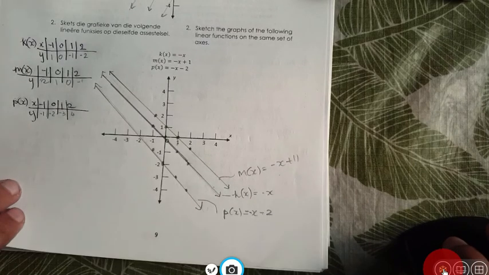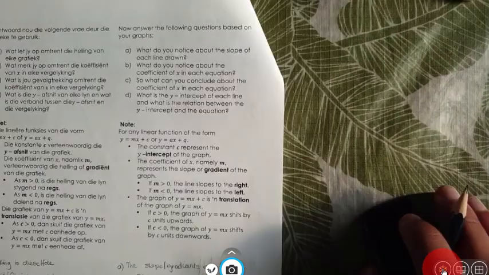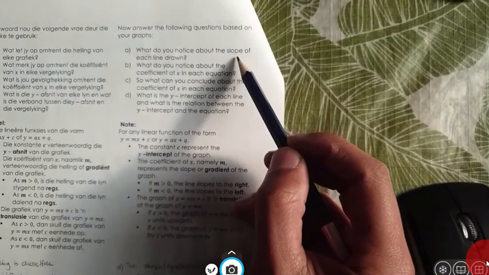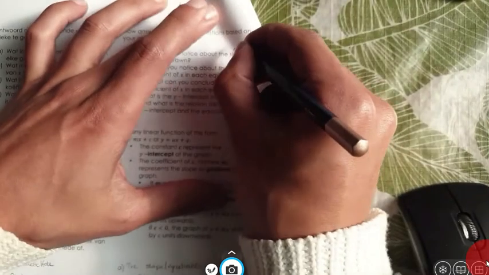So I'm going to turn over the page, and I want you to read the questions there on the next side. Alright, so the question states to us, now answer the following question based on your graphs. Remember these graphs, so I have that picture of these graphs, and I want you to visualize or take into consideration the following. So we're on the next page, page number 10, and what do you notice about the slope? Another name for the slope is the gradient.